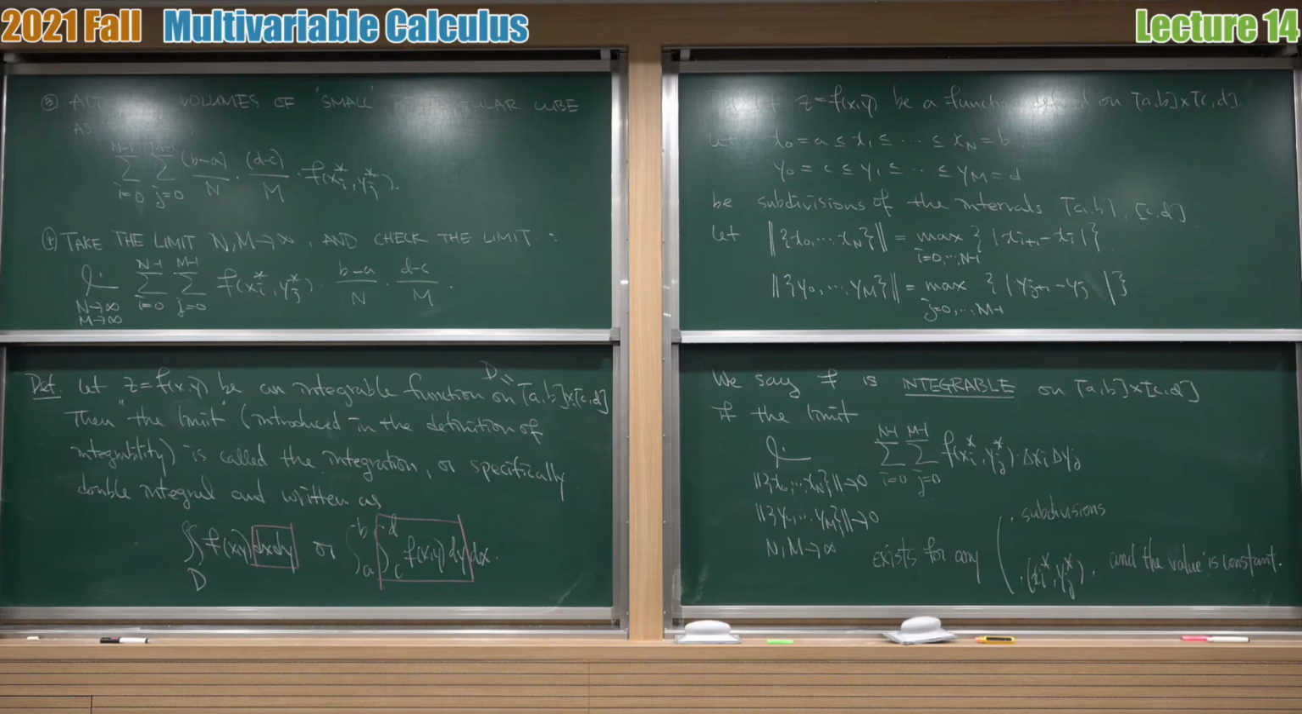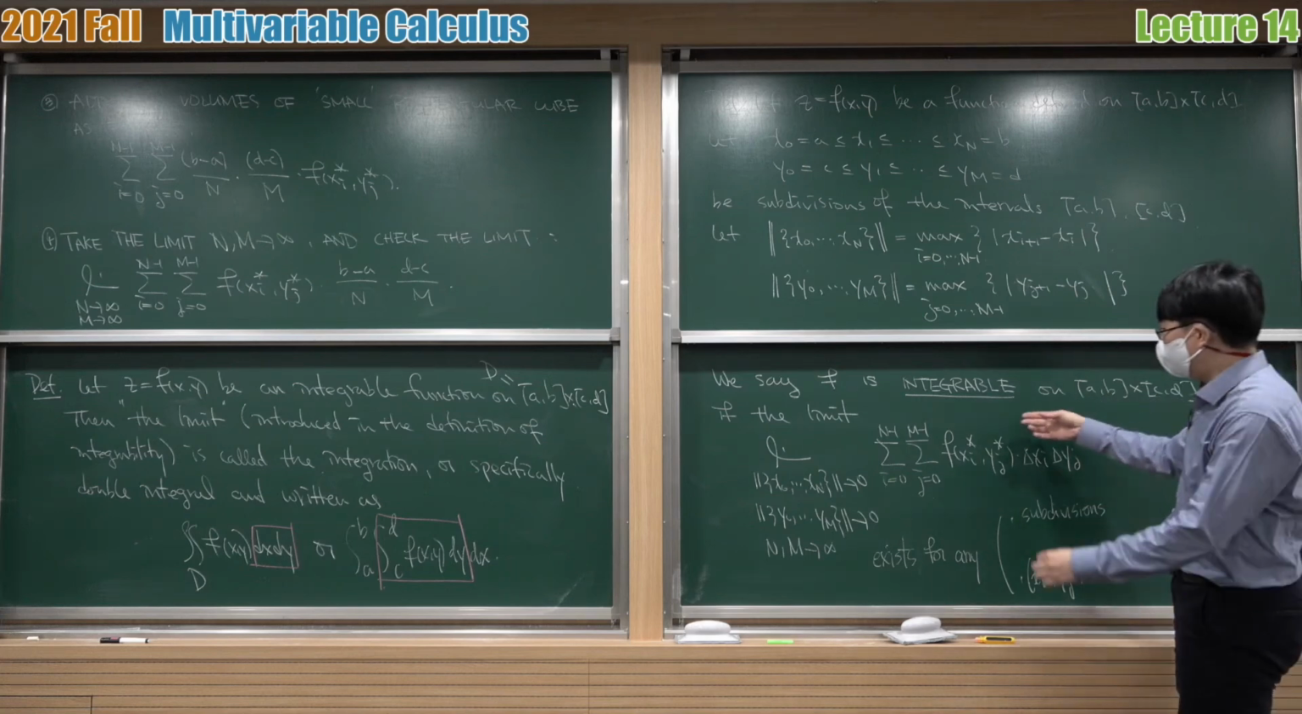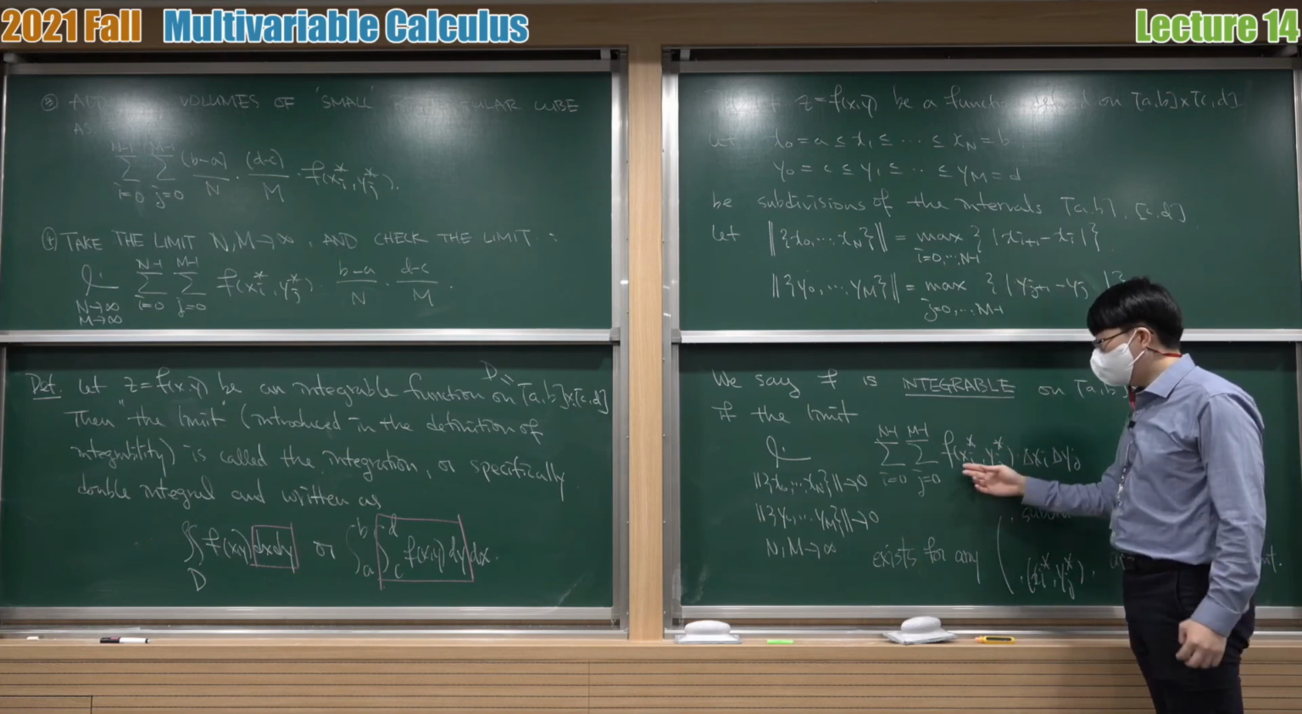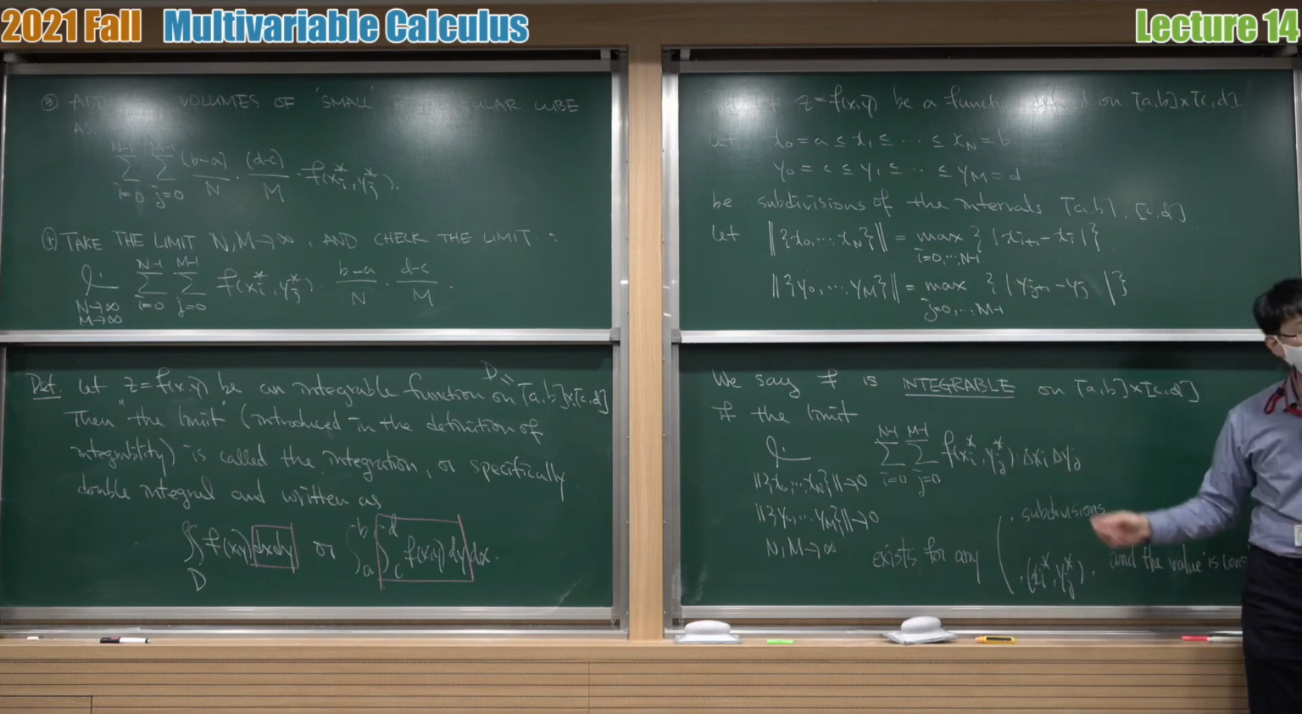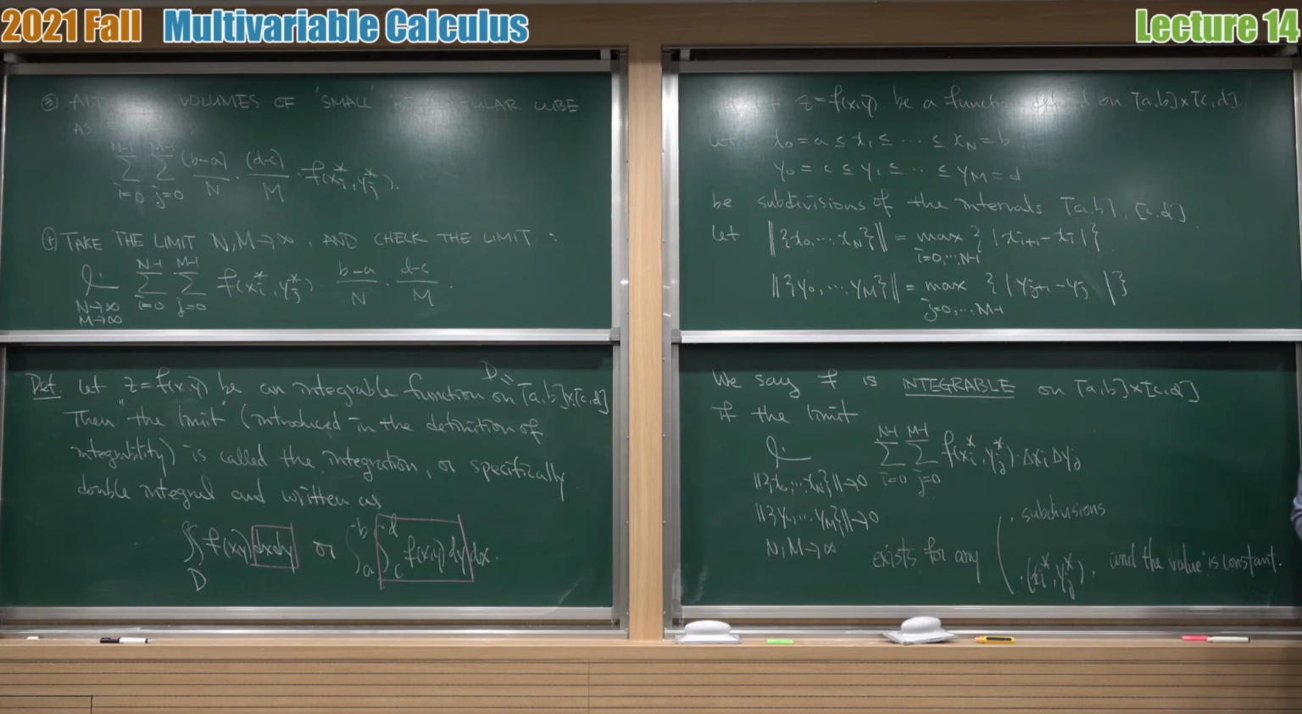Even for a really simple function, in order to check that this works for any type of subdivisions, any type of choice of xi star, yj star, it's not an easy issue. So you need a whole theory of analysis to make this definition into an easier form, and then apply that form to check that the function is integrable.